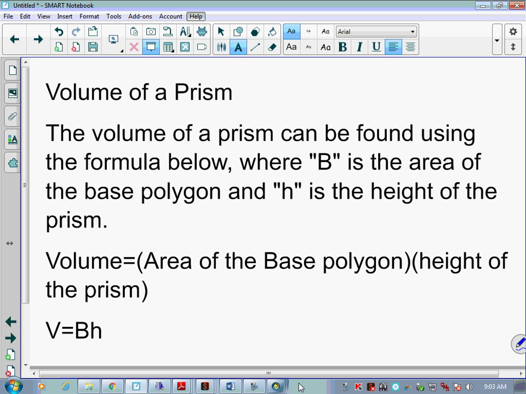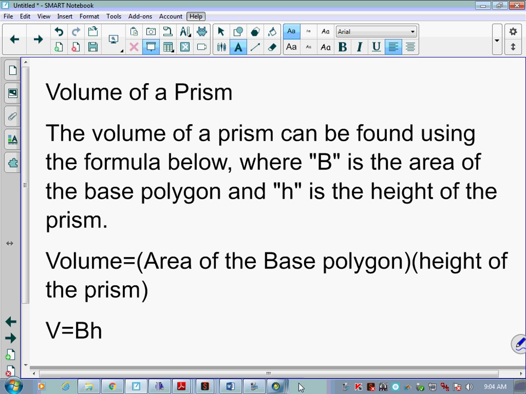The volume of a prism can be found by using the formula below, where B is the area of the base polygon and height is the height of the prism. Volume equals area of the base polygon times the height of the prism. Again, the base and the height won't change. It is not based upon orientation. We can change the orientation. We can take that can of soup and knock it over on its side. It's not going to change where the base is located or where the height is.